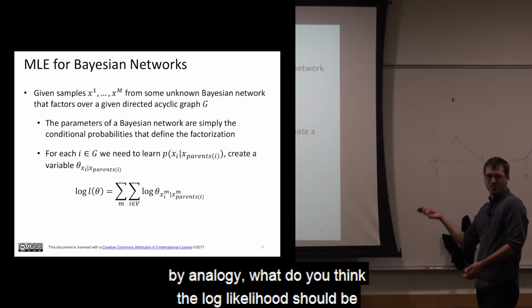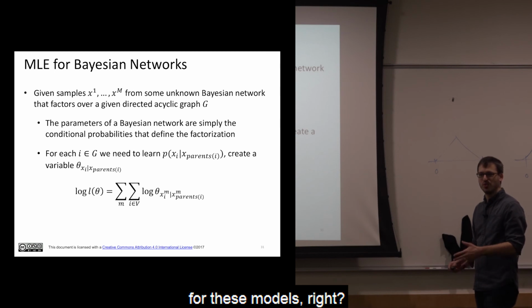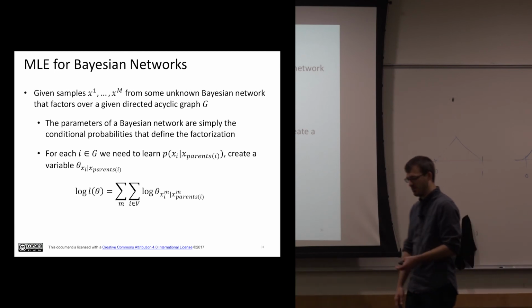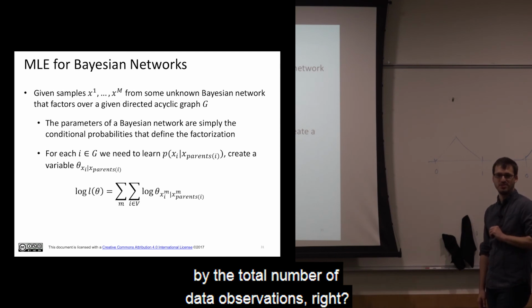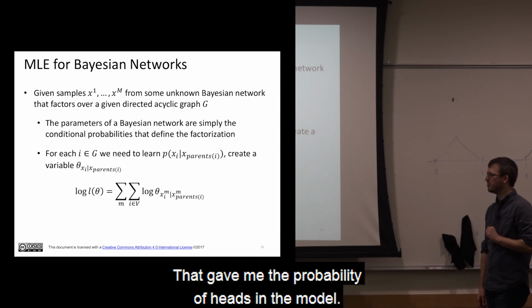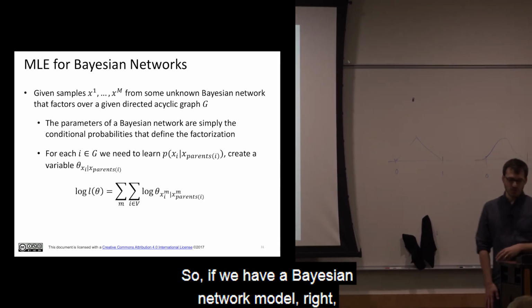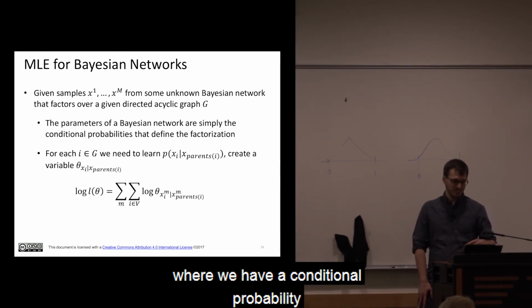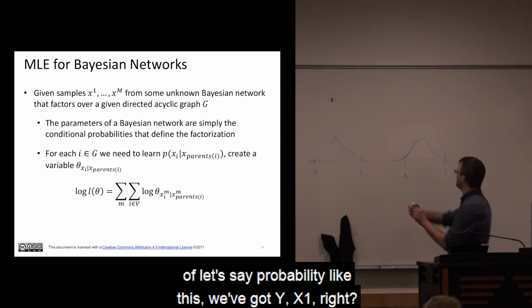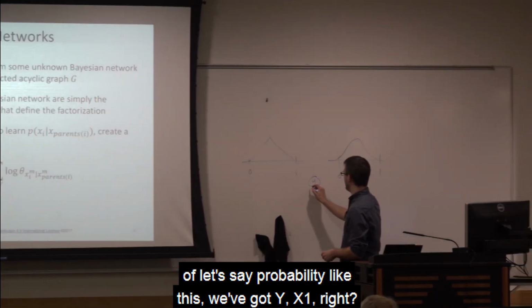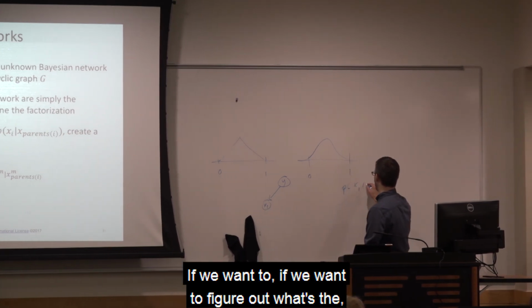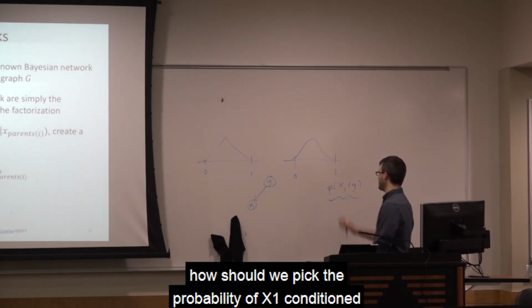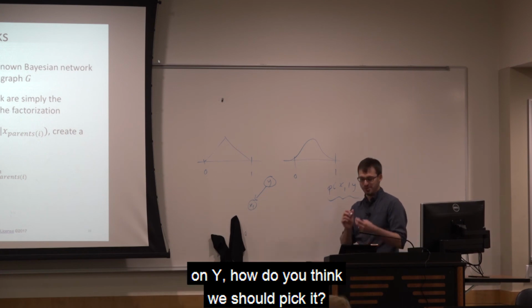Now, as a sanity check, to make sure not everyone is completely falling asleep. By analogy, what do you think the estimator should be for these models? We saw for the coin flipping problem, the maximum likelihood estimator was that we counted up the number of times we saw heads and divided by the total number of data observations. That gave me the probability of heads in the model. So if we have a Bayesian network model where we have a conditional probability, let's say, with y and x1, if we want to figure out how we should pick the probability of x1 conditioned on y, how do you think we should pick it?